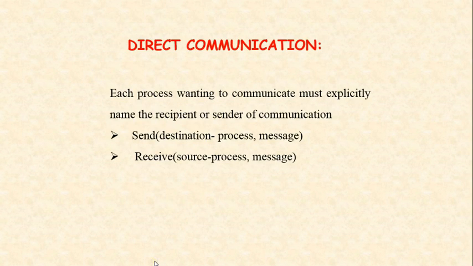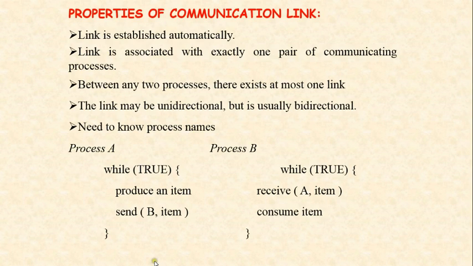Hi, this is Padmaja, and I'm going to start with the direct communication. Direct communication is one of the methods for logically implementing a link. Under direct communication, each process that wants to communicate must explicitly name the receiver or sender of the communication. A communication link in this scheme has the following properties. A link is established automatically between every pair of processes that want to communicate. The processes need to know only each other's identity to communicate.